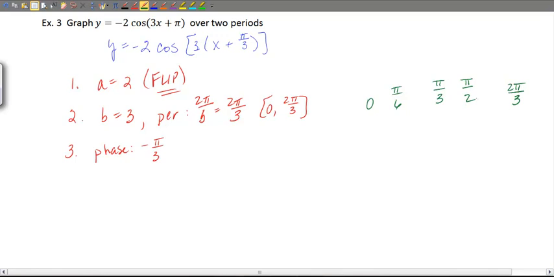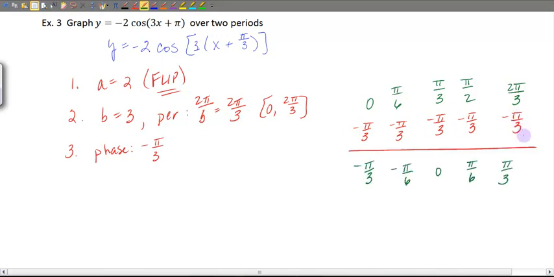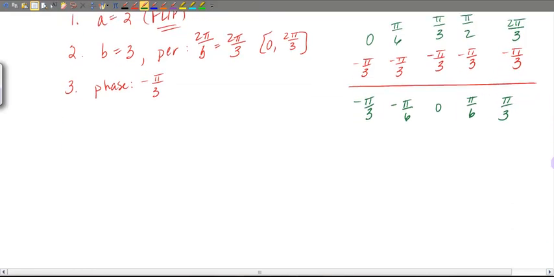So this interval between 0 and 2 pi over 3 breaks up like this, but I have a phase shift. So we're going to subtract pi over 3 from all 5 values. So I'm going to do that, and then I'm going to come back and write my values on here. So after subtracting this, you can see my new x-intercepts all are occurring right here. So I'm ready to graph the function.